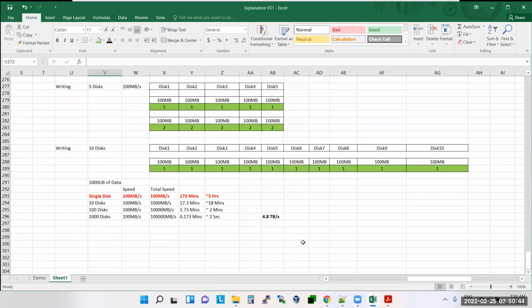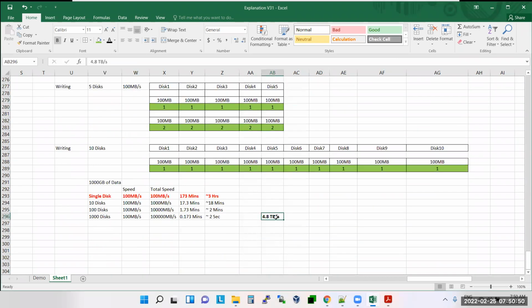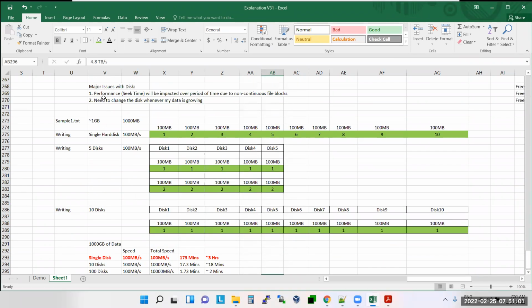So all the major issues are resolved here. Performance also, they're getting very good performance. It is not good performance, you are getting top, excellent performance. And the second thing is that you don't need to worry about changing the hardware every time. Whenever you feel that the logical storage is becoming full, you add one more disk to the logical storage. So these are the advantages.